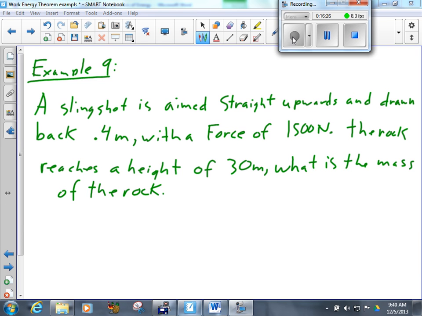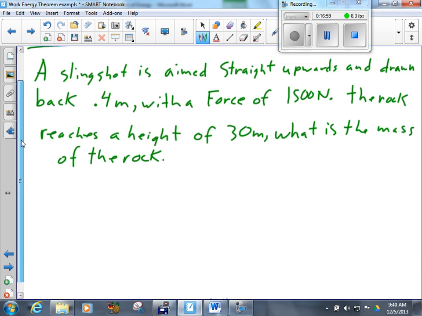So in this one here, we got a slingshot that's aimed straight upwards in the air. It's drawn back 0.4 meters with a force of 1,500 newtons, and the rock reaches a height of 30 meters. We want to find out what the mass of the rock is. We're going to assume that this slingshot was fired from ground level. If they don't say otherwise, that's what you assume. So what's the initial height? 0. What's the initial potential energy? 0.